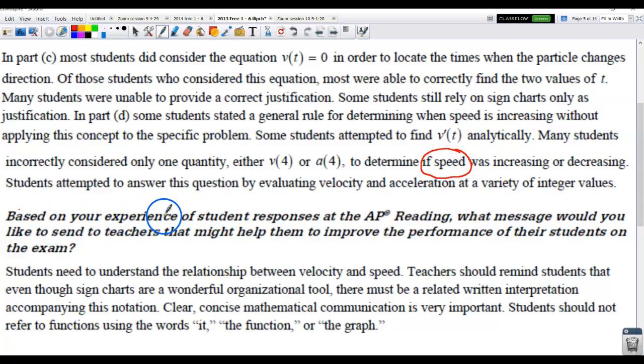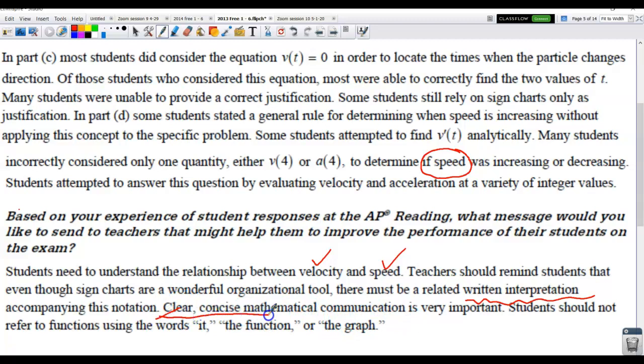So down here, based on your experience of student responses, what message would you send to teachers that might help? Students need to understand the relationship between speed and velocity. I have stressed that to you guys. Teachers should remind students that even though sign charts are wonderful organizational tools, there must be a related written interpretation. We do not grade sign charts, and I've made that clear to you. Clear, concise mathematical communication is very important.